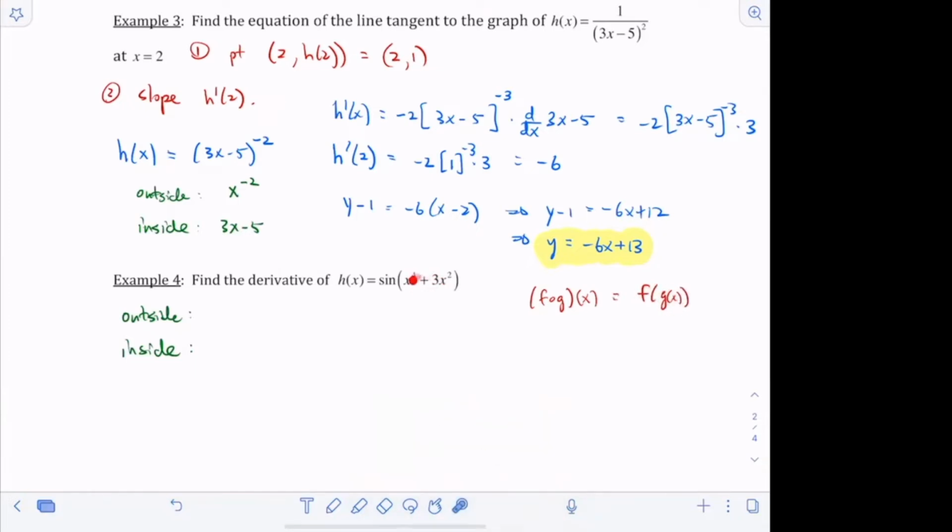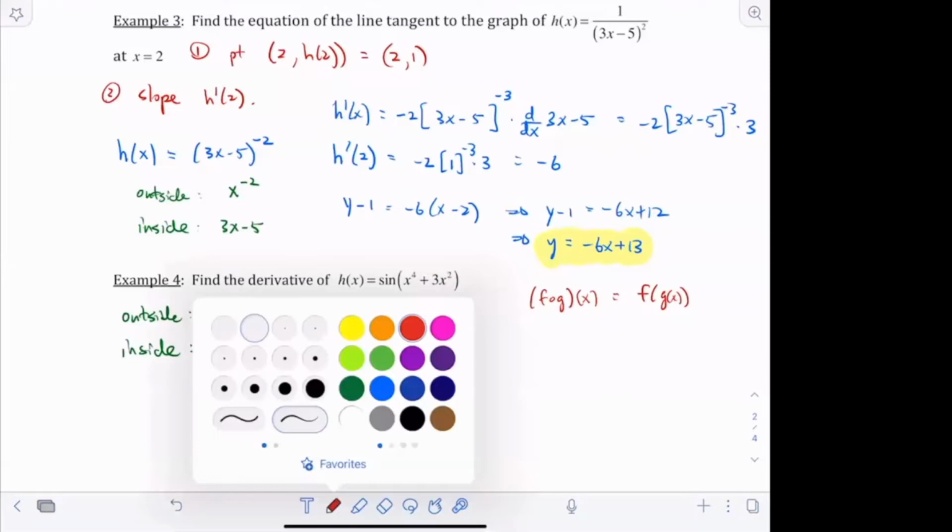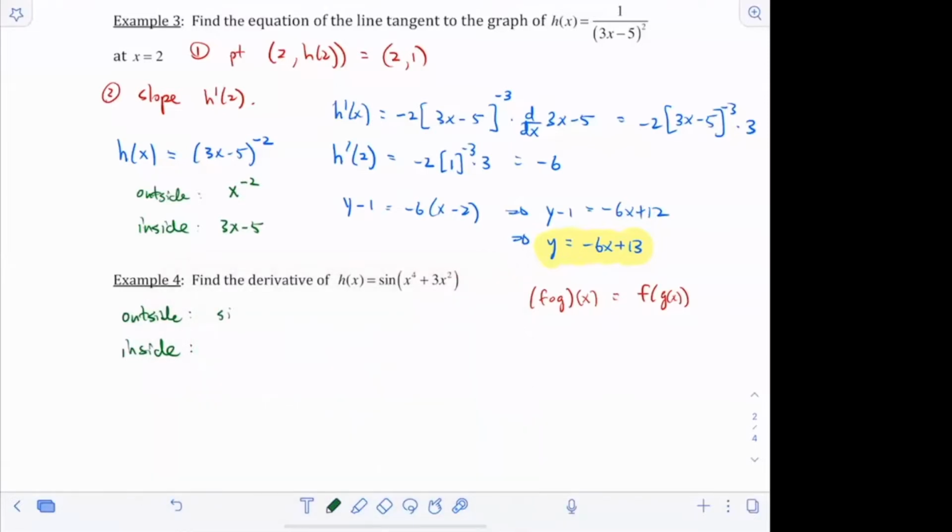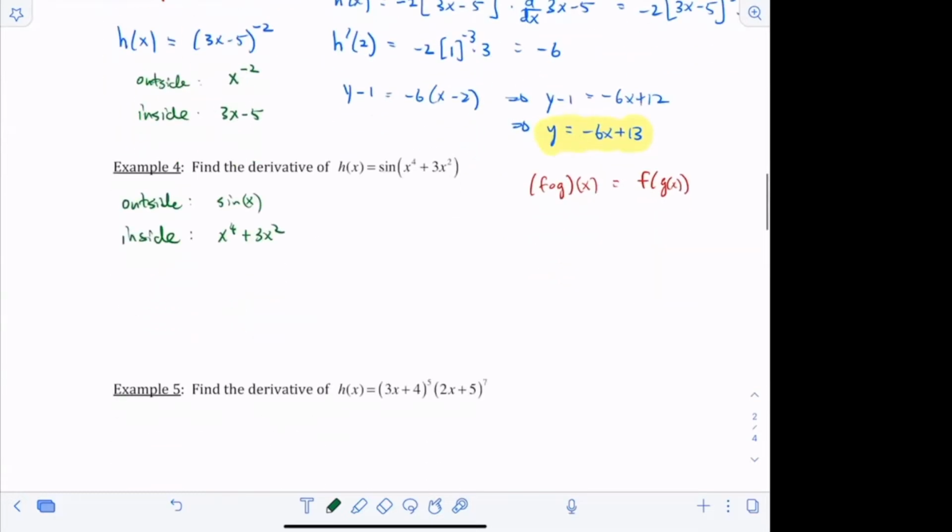And when I look at this, sine kind of forms a wrapper around the inside function here. So I hope that all of you guys can see that the outside is going to be sine of X and the inside is going to be X to the 4th plus 3X squared. Are there any questions about that? No. All right, cool. So let's do this then.